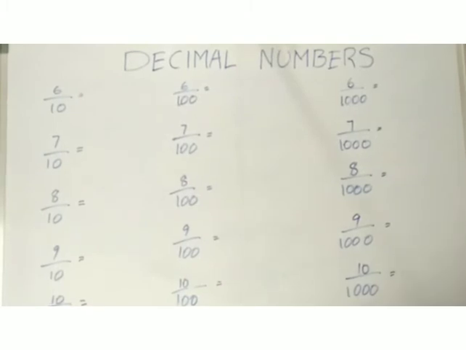I wrote up to 5, meaning 5 by 10, 5 by 100 and 5 by 1000. For you, 6 by 10 to 10 by 10 as homework. Similarly, 6 by 100 to 10 by 100, and 6 by 1000 to 10 by 1000.